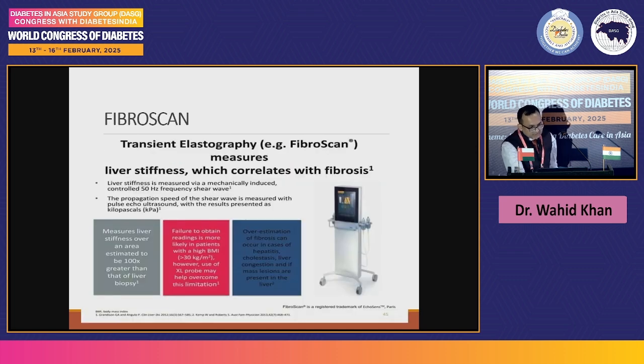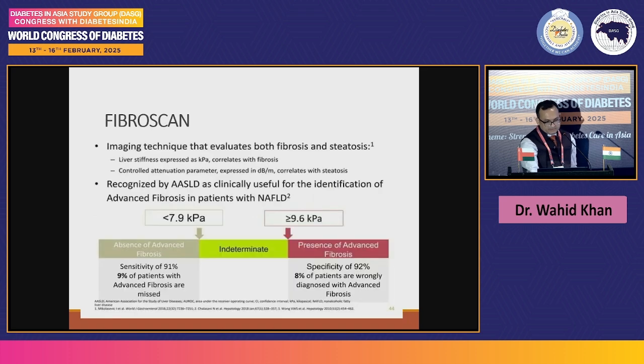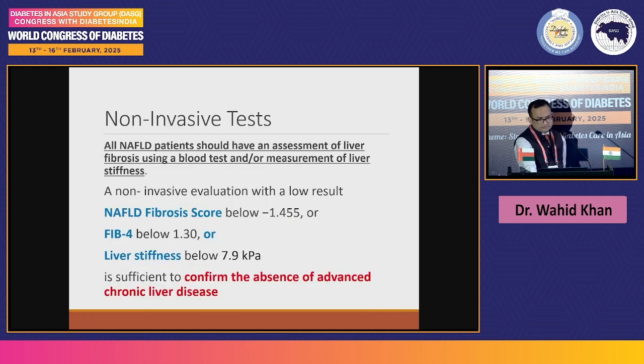Liver stiffness measurement measures liver stiffness over a broad area, at least more than 100 times that of a liver biopsy sample. But it may overestimate fibrosis in cases of hepatitis, cholestatic liver diseases or some mass lesions. So we should always have a high degree of suspicion if the values are very high. Again, different guidelines and societies have recommended the lower cutoff value of less than 7.9 kilopascals to be sensitive enough to exclude patients with advanced liver fibrosis.